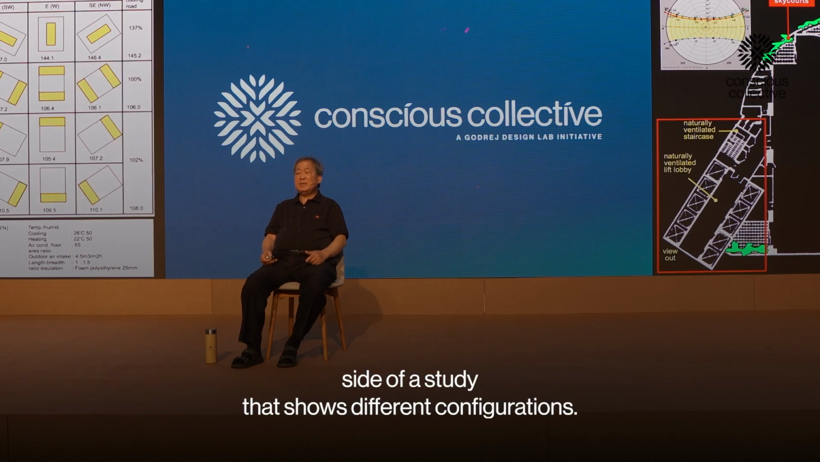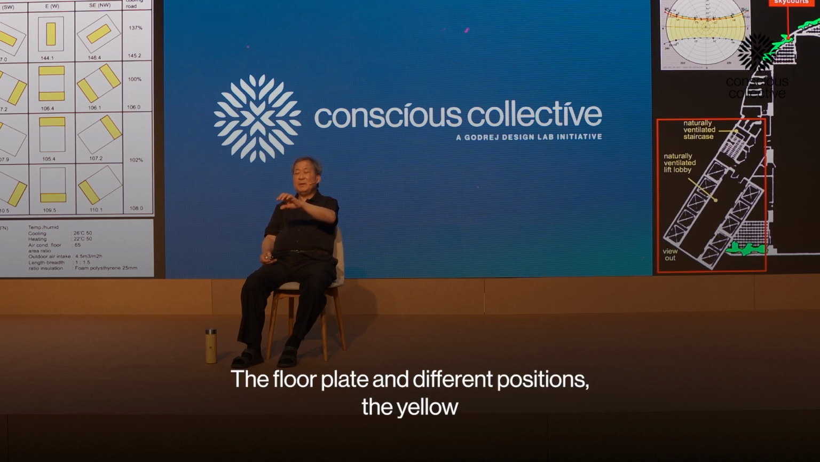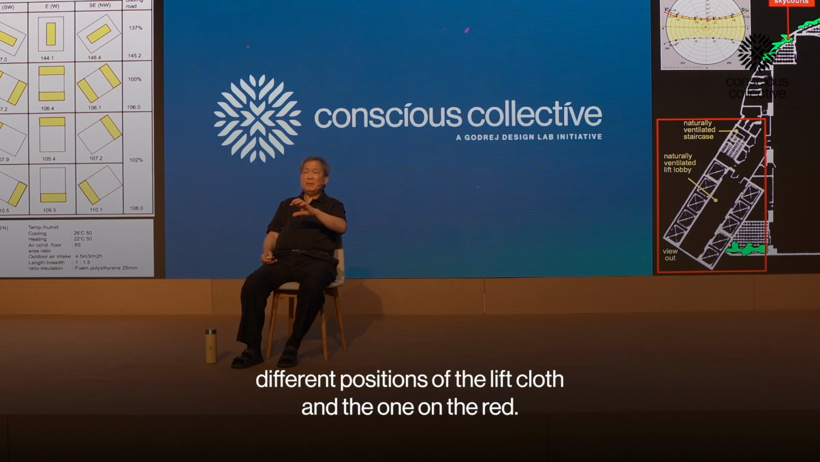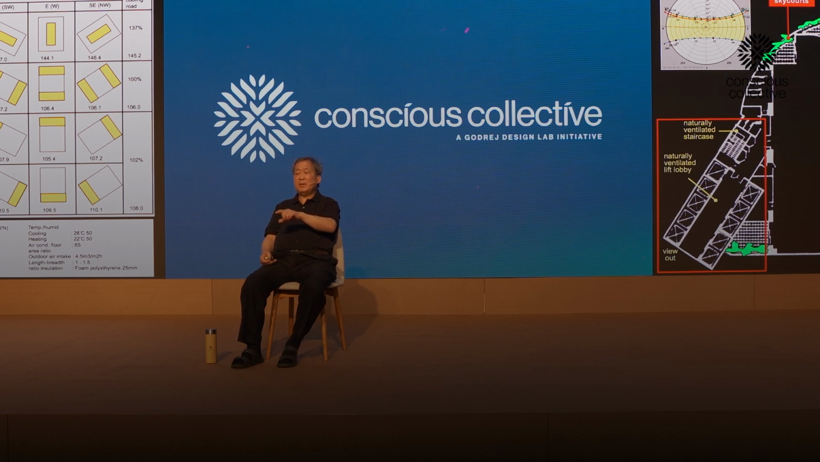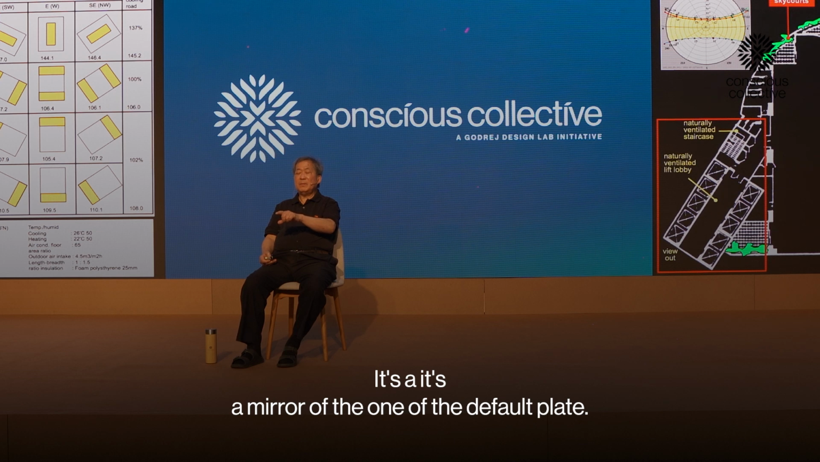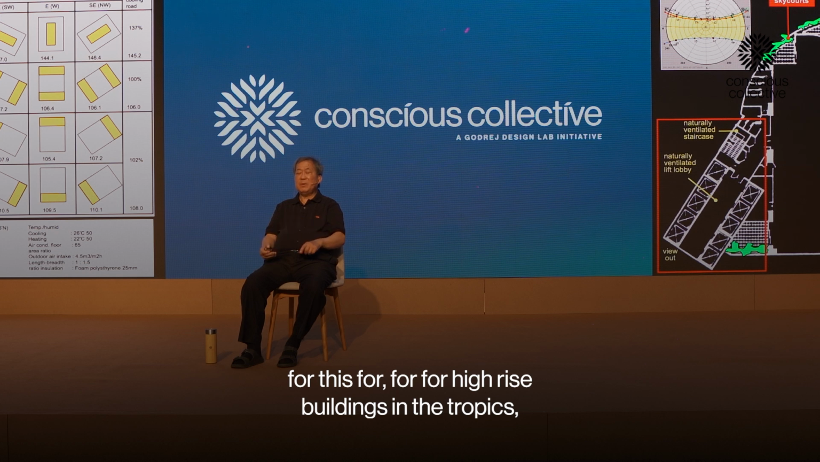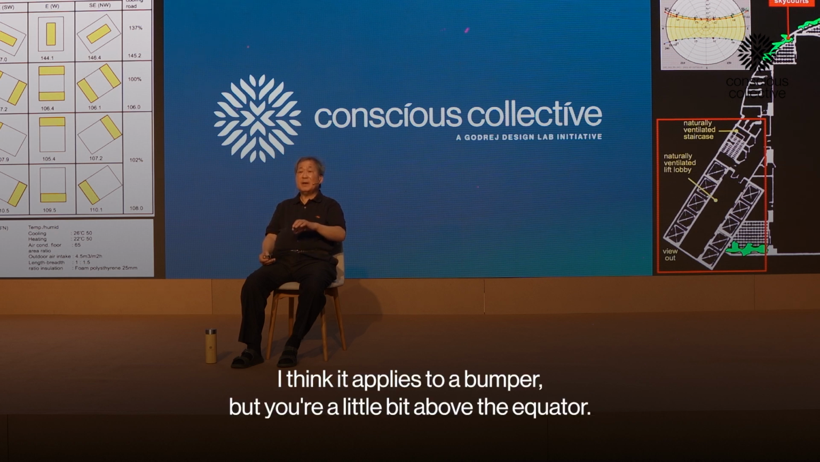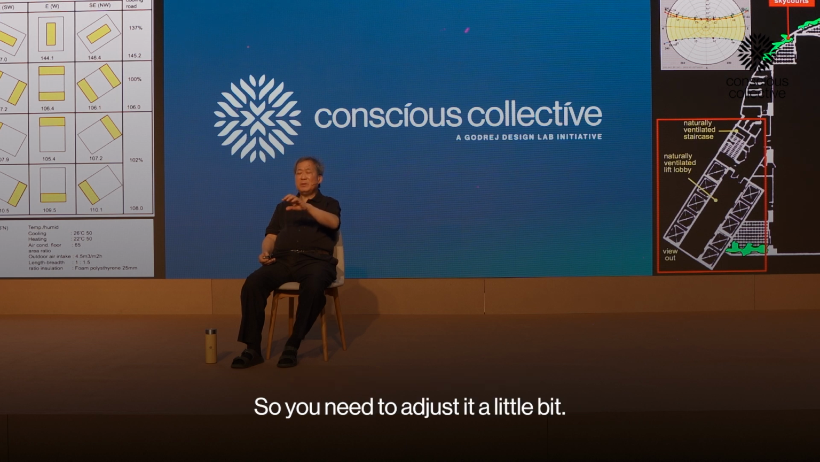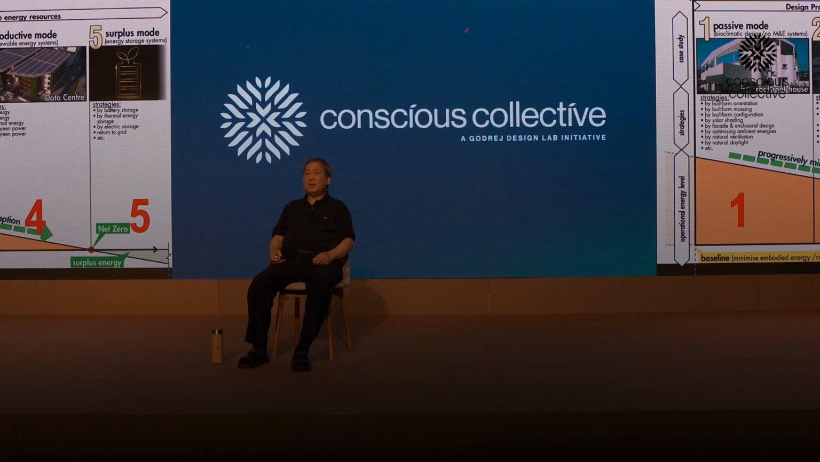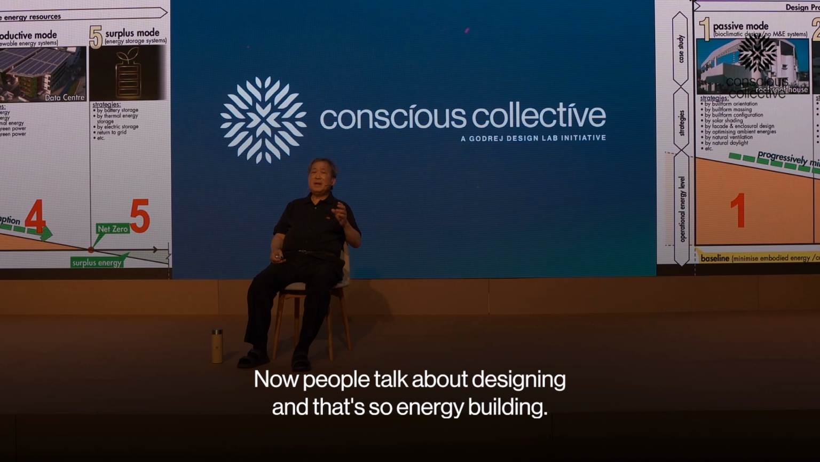But on the right-hand side is a study that shows different configurations of floor plate and different positions of the lift core, and the one in red is a mirror of the one on the floor plate, and this is the lowest air conditioning cost for high-rise buildings in the tropics. I think it applies to Mumbai, but you're a little bit above the equator, so you need to adjust it a little bit.